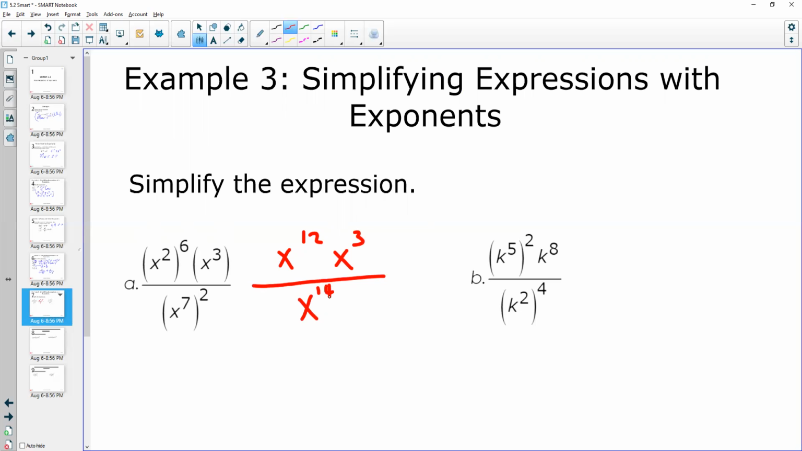Now they're all x's I can combine. So on the top, I have x to the 15th. On the bottom, I have x to the 14th because 12 and 3 is 15. And then when they're powers to a power, like exponents in the top and the bottom of the same variable, I subtract. 15 minus 14 is just x. So that whole thing just simplifies to x. You try the next one.